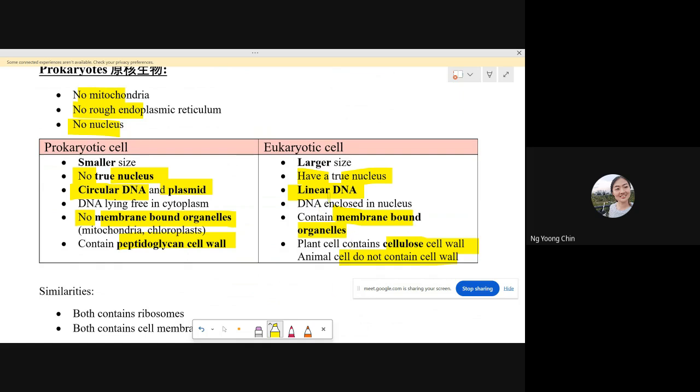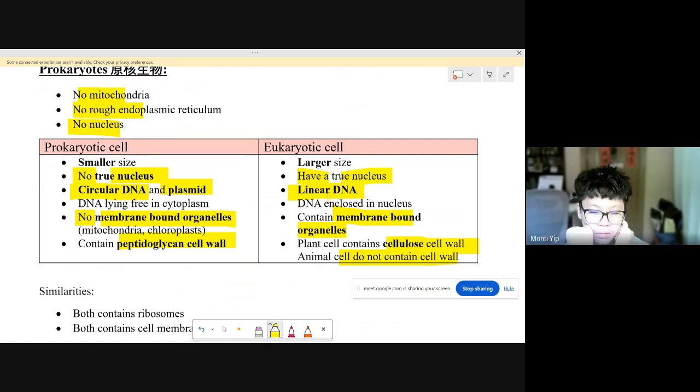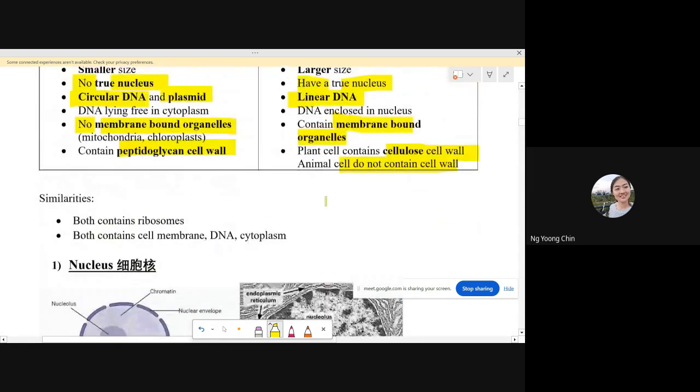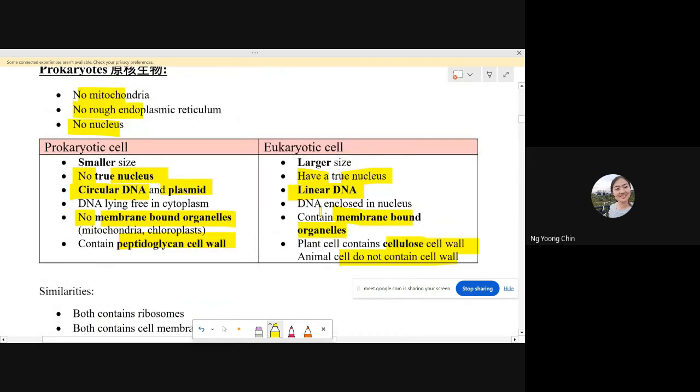So this is a point you can write in your answer. Can you get it? Something like this. Okay. Sometimes the question they will ask like this. They ask you to compare, okay? Like compare the difference. And this is a common question to come up in the paper too. Compare the difference between the prokaryotic cell and the eukaryotic cell, right?